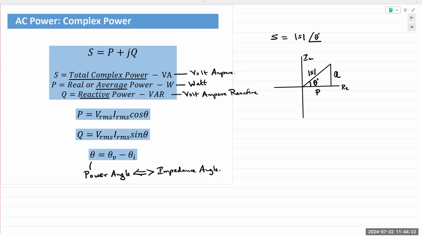Where? Oh, real axis and imaginary axis.